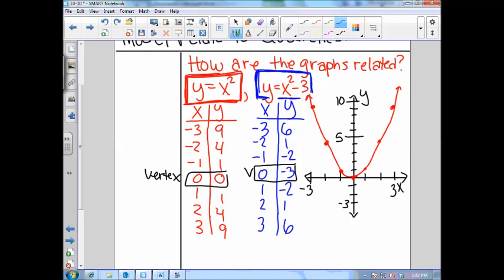Mine's blue, yours is probably a different color. I go left negative 3, up 6, left negative 2, up 1. For negative 1, negative 2, that means you go left negative 1, down negative 2, right? And then 0, negative 3, 1, negative 2, 2, 1, 3, 6.